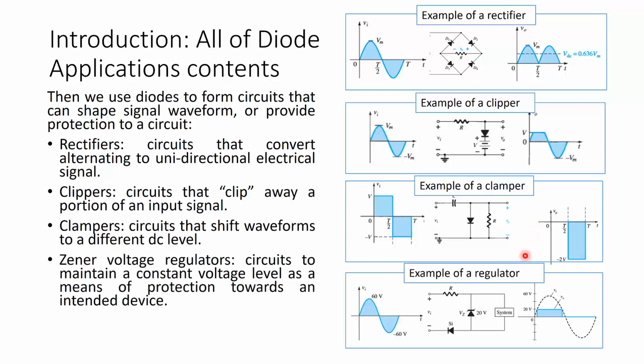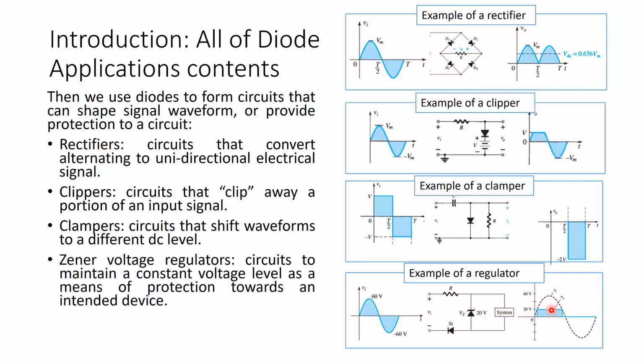And the last category of circuits that we'll be looking at is Zener voltage regulators. These are circuits to maintain a constant voltage level as a means of protection for an intended device. So you have a Zener diode, in connection together with a silicon diode and a resistor, in which once a certain condition is met, the voltage across the system that you're trying to protect will be maintained at a certain value. This is what you call a regulator.